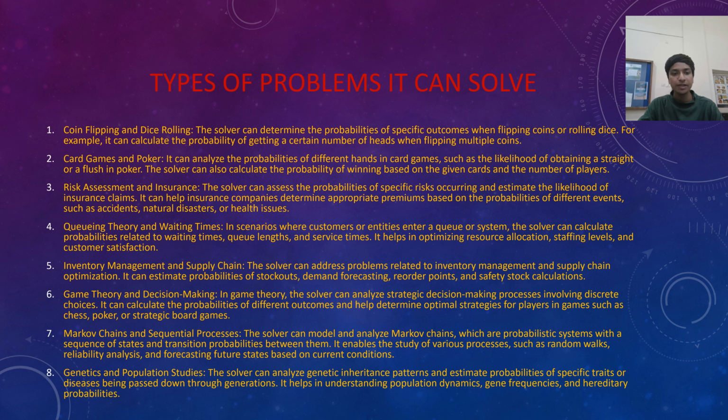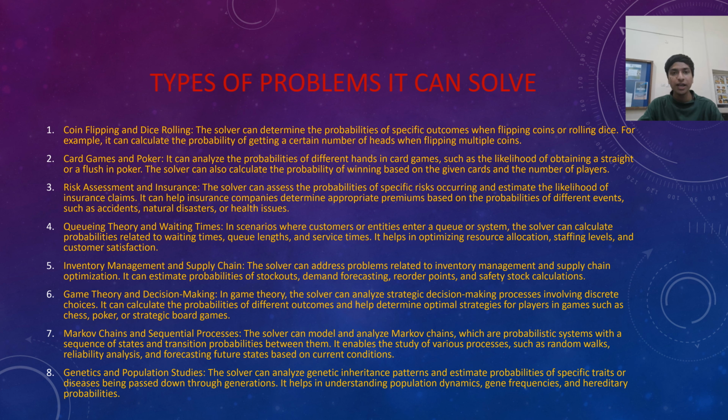Fifth, inventory management and supply chain. The solver can address problems related to inventory management and supply chain optimization. Sixth, game theory and decision making. In game theory, the solver can analyze strategic decision-making processes involving discrete choices.